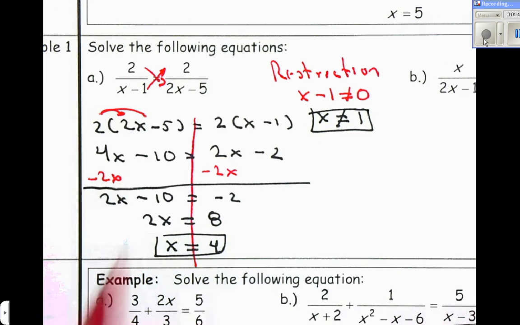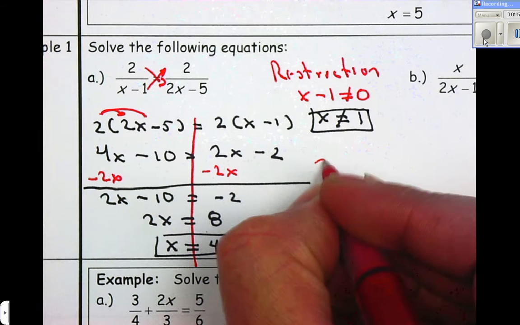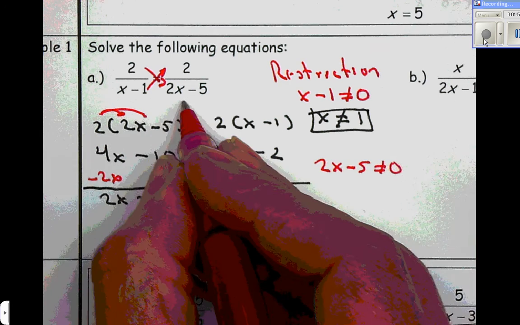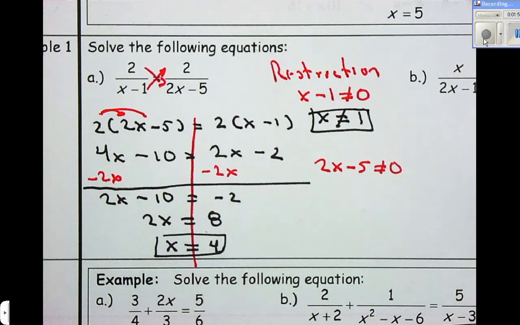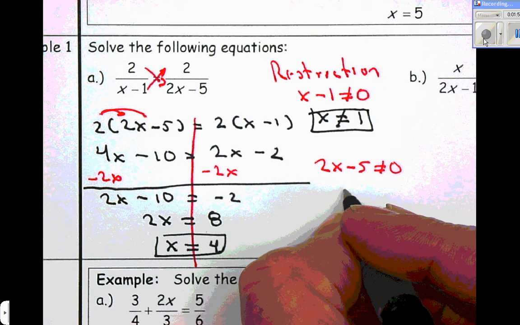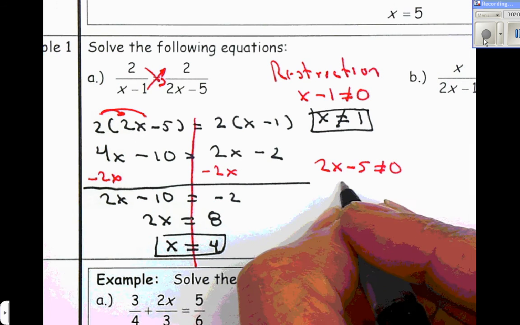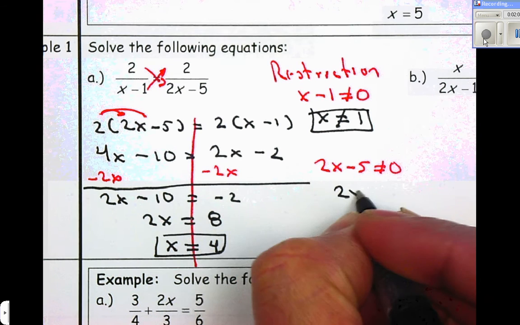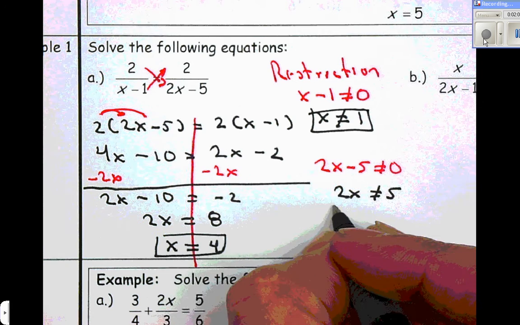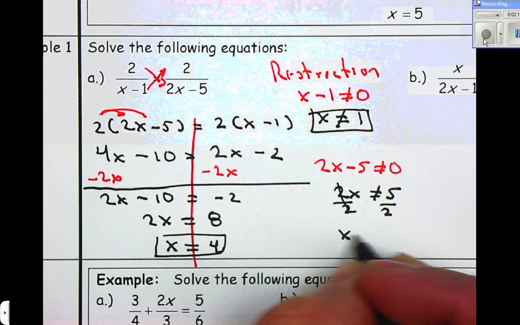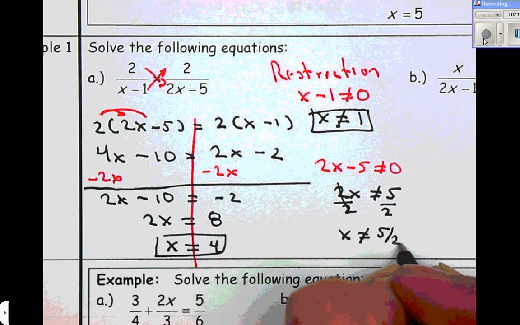The other restriction is from the other fraction. We have 2x minus 5 cannot be equal to 0. The denominator cannot be 0. Let's go and solve for x just to determine what is the value of x that will make this invalid or undefined. Add 5 on both sides. 2x cannot be equal to 5. Divide by 2. X cannot be equal to 5 over 2.